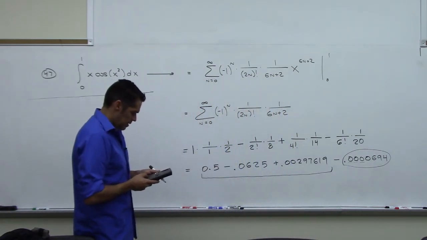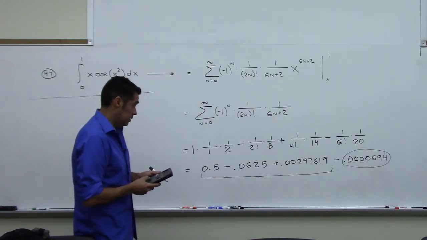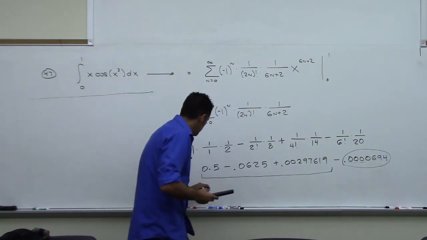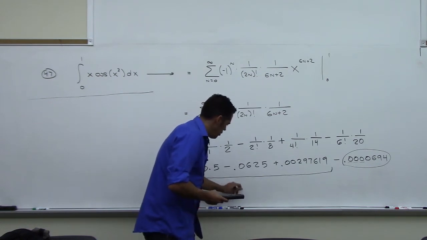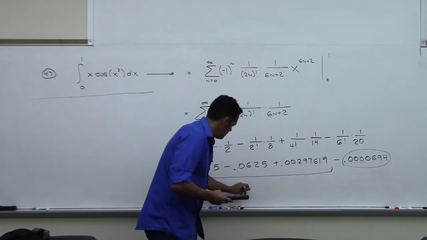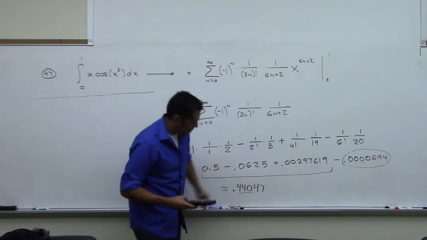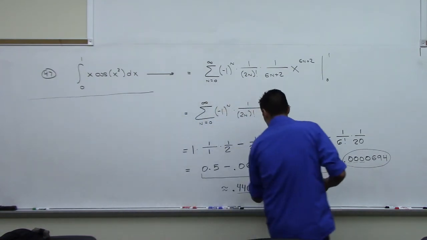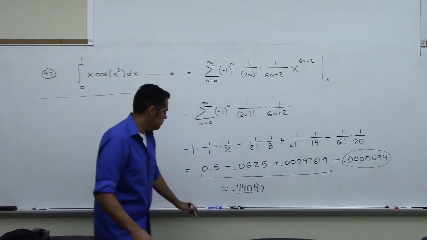So 0.5 minus 0.0625 plus 0.00297. I'm getting approximately 0.440 and then 47. So I know the first 3 decimal places are accurate. So my approximation really is just 0.440.